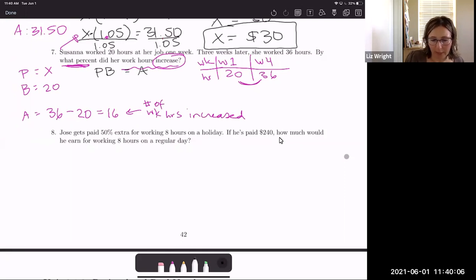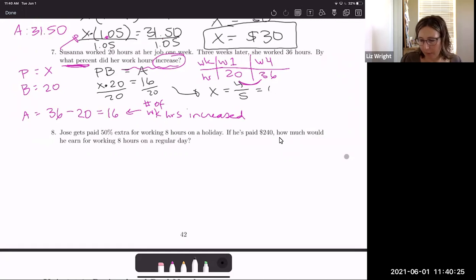And so we can do X times 20 equals 16. Divide both sides by 20. I'm running out of space here. X equals, if you want, you can go ahead and reduce, and you're going to get 4/5, which, if you divide that out, is 0.8. And again, we're looking for a percentage, and so X equals 80% increase.